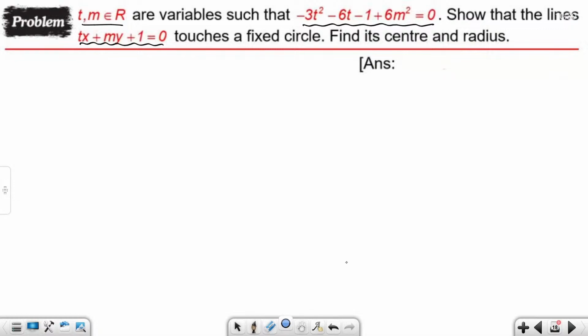Okay, so let us say this is that circle, and the line which is given to us, let us say this is that line.